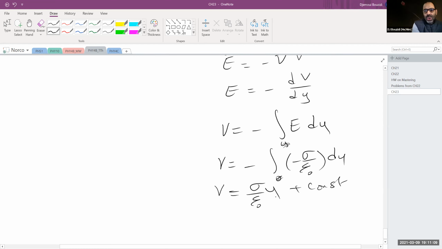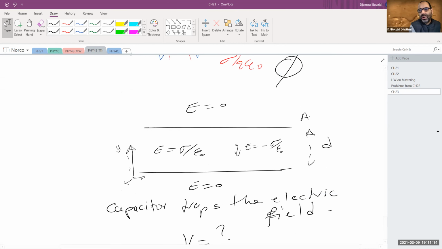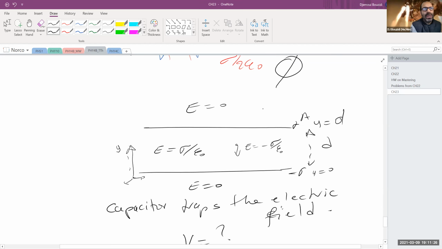Now, y equals 0 is really the bottom plate. I put negative sigma here, positive sigma here, and this is y equals 0, and this is y equals d, by the way. And y can be a negative number or a positive number, we don't care about that. But for this special case, I'm going to say the potential at the bottom is 0. That's my choice, because it's just the coordinate system. So I'm going to choose V of 0 to be 0 by choice.